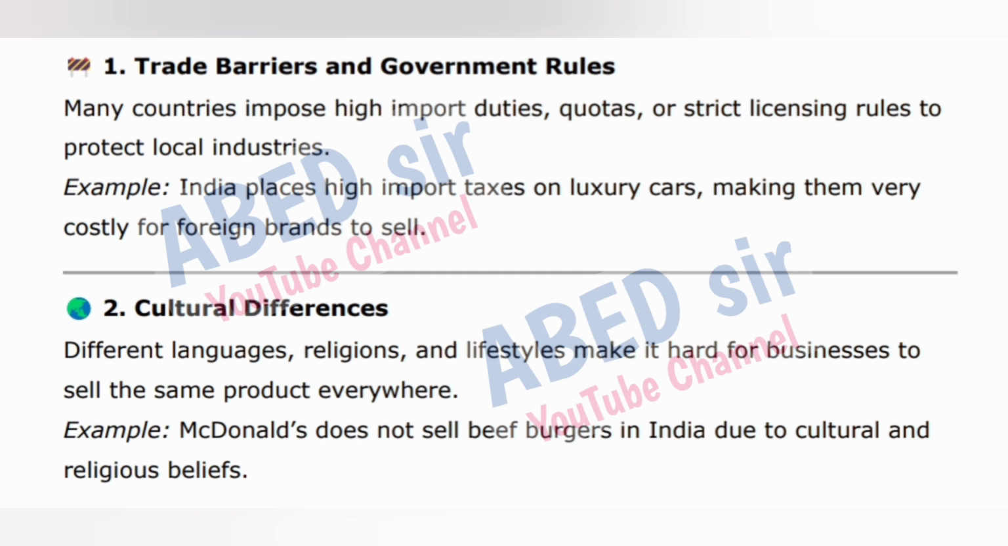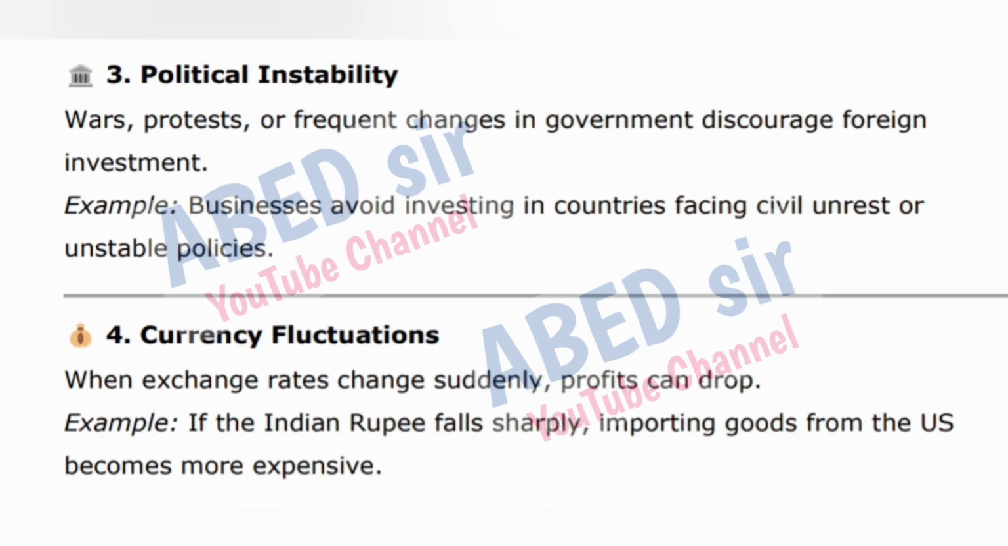2. Cultural differences. Different languages, religions, and lifestyles make it hard for businesses to sell the same product everywhere. Example, McDonald's does not sell beef burgers in India due to cultural and religious beliefs. 3. Political instability. Wars, protests, or frequent changes in government discourage foreign investment. Example, businesses avoid investing in countries facing civil unrest or unstable policies.